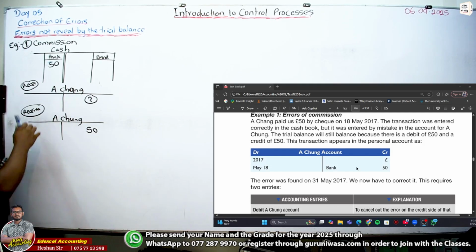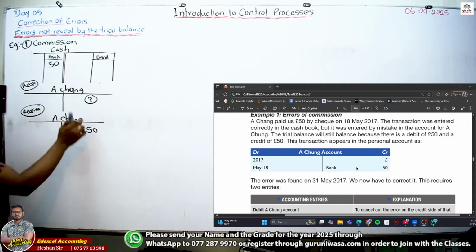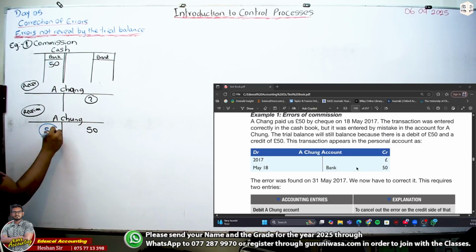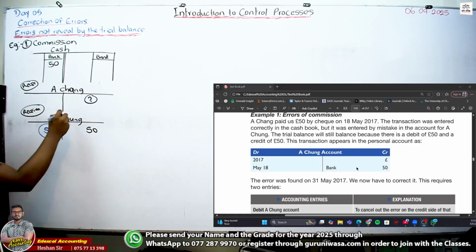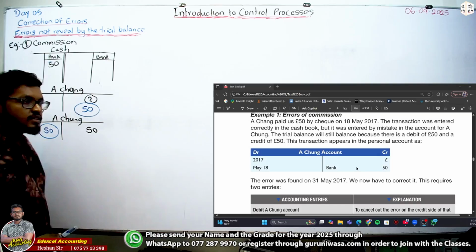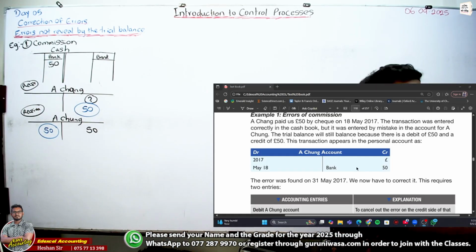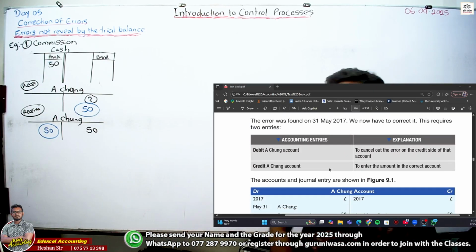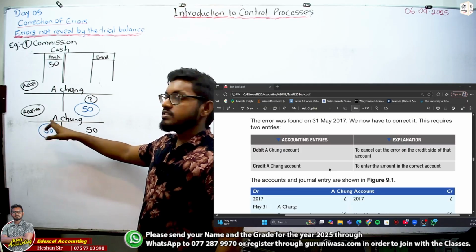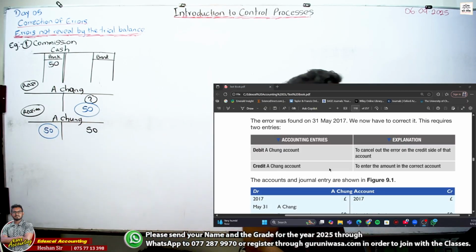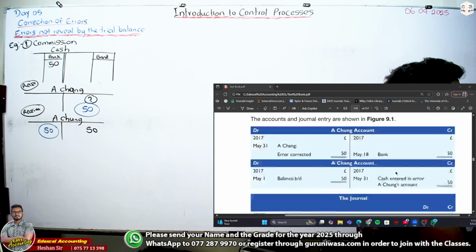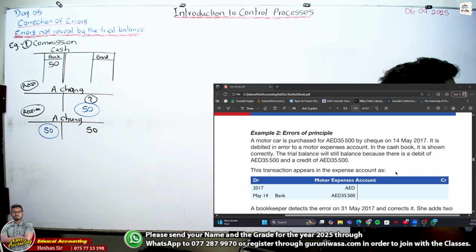So this is an error. The trial balance still agrees because there is both a debit and a credit. To correct it, when you remove it from here, then this account will close. We need to credit to here, then the account is recorded. Is it clear? Send me a thumbs up. That is why A Chung's account is debited and Chang's account is credited. Hope it's clear. Send me a thumbs up. Right, so next one.